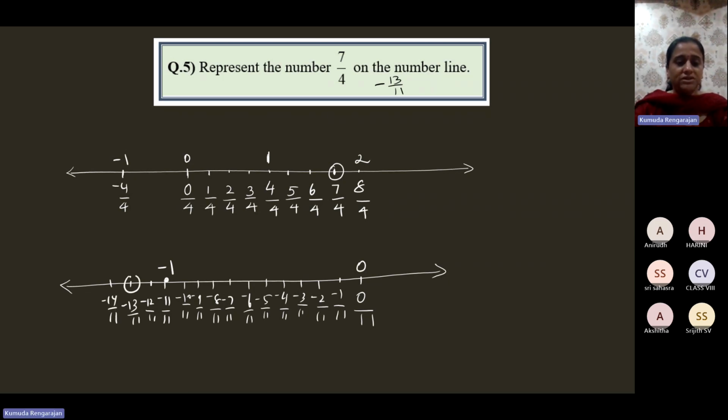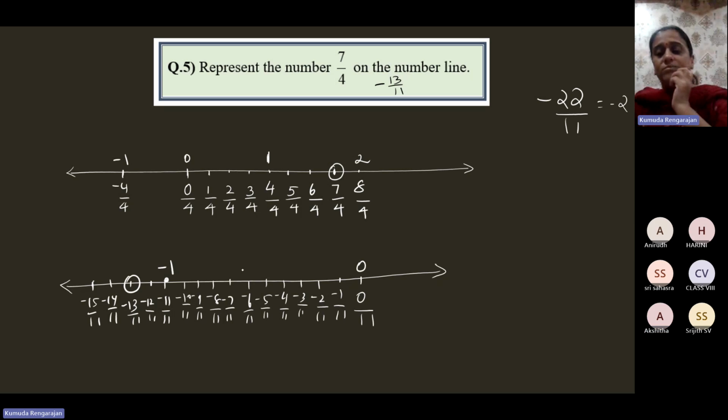So this is minus 13 by 11, which we have to represent. You can stop here. Minus 15 by 11, you can stop there. Minus 2 is minus 22 by 11. Minus 22 by 11 is minus 2.